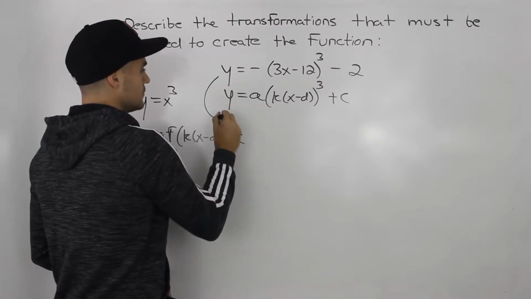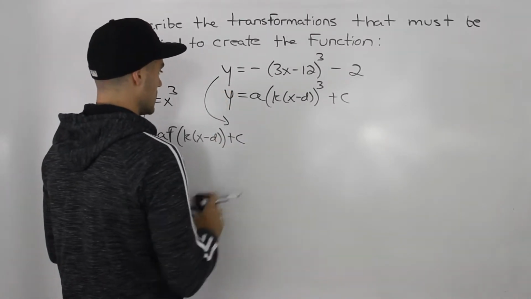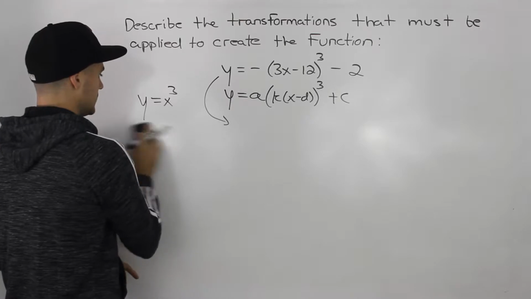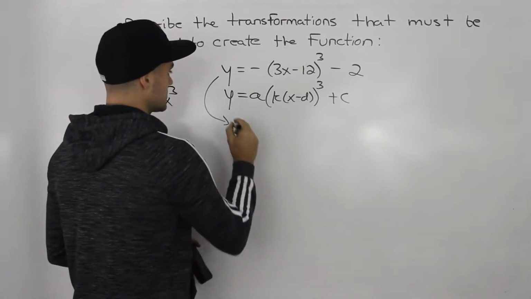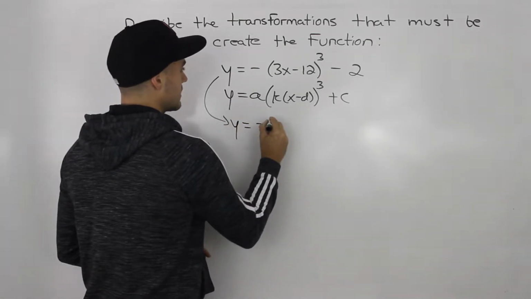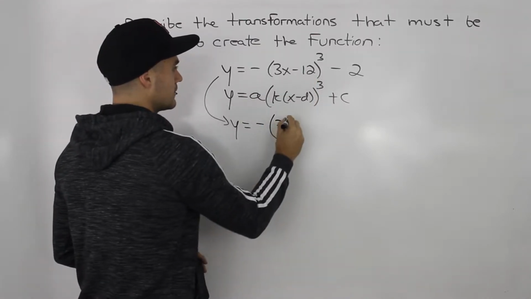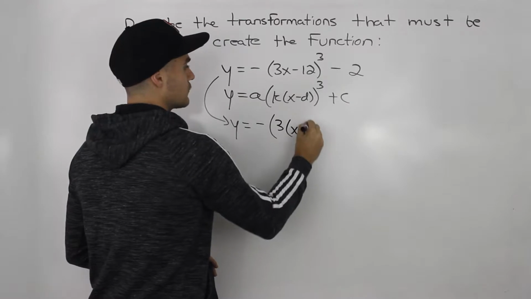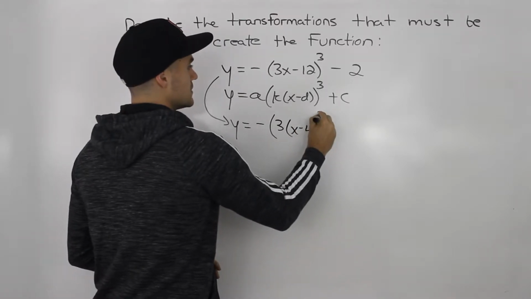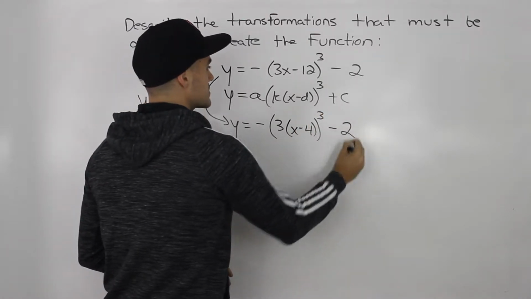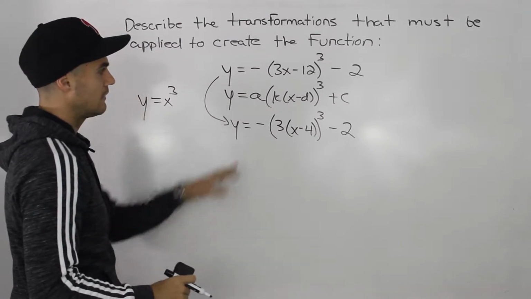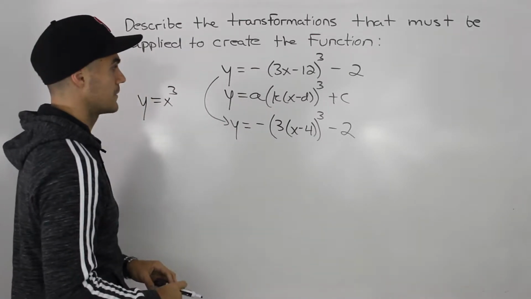So what we have to do is manipulate this function that we are given a bit. So y equals negative. Let's take out the 3, but keep it in that big bracket, and we'd be left with x minus 4 here. And this would be to the power of 3 minus 2. And now notice how we can match everything up.